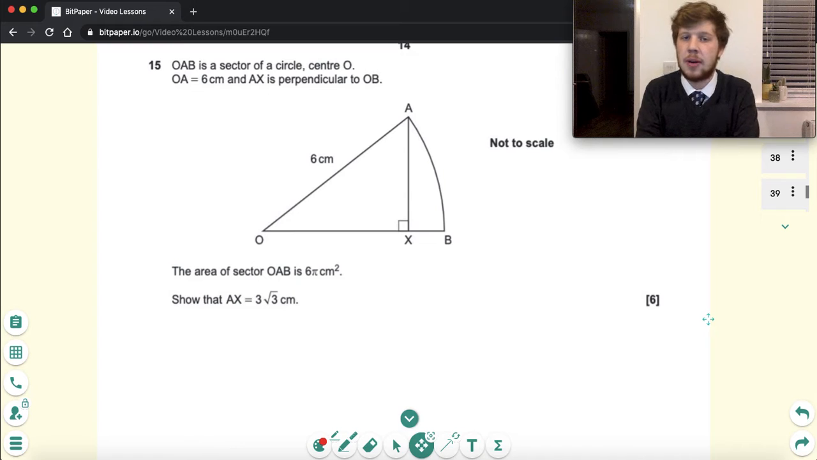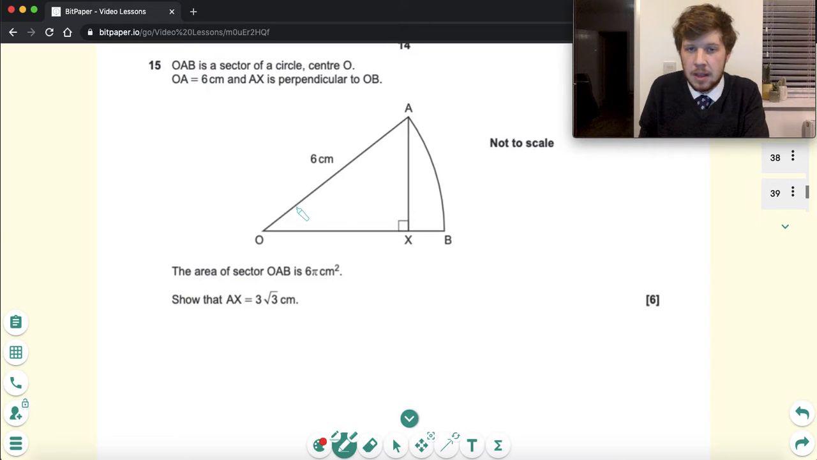Question 15 is about a sector of a circle. It says OAB is a sector of a circle centre at O. OA is 6 centimetres and AX is perpendicular to OB. So they've given me some form of right angle triangle. The area of a sector OAB is equal to 6 pi in centimetres squared. Show that AX is equal to 3 root 3.